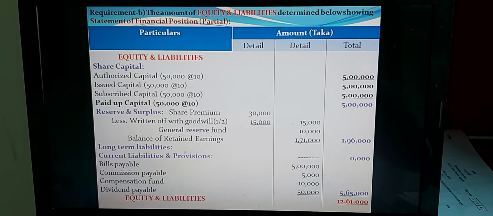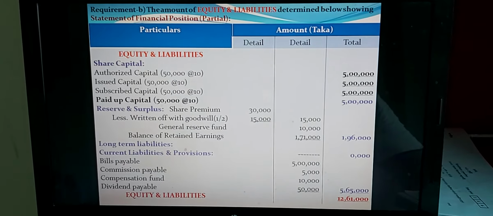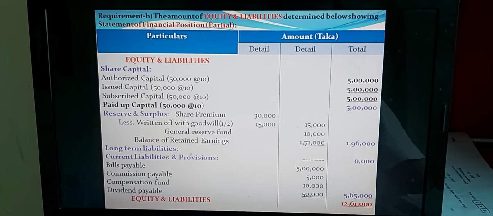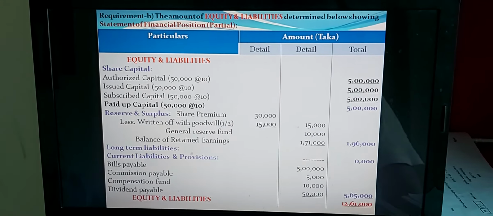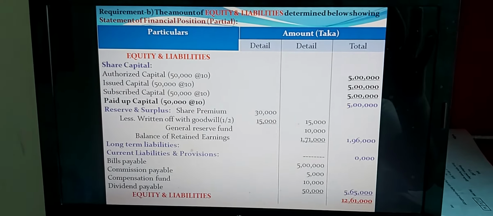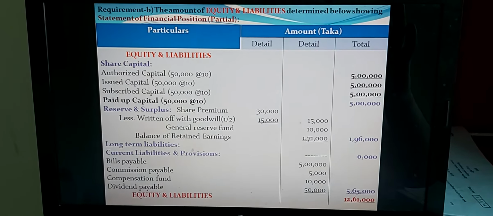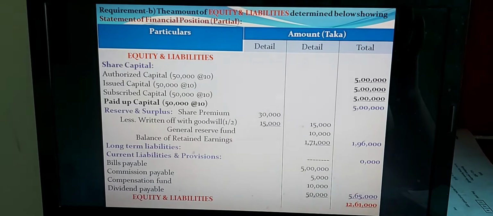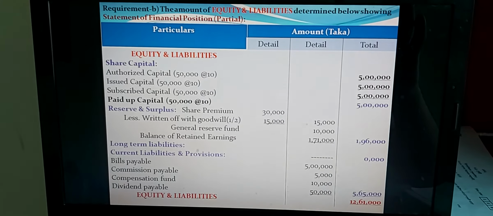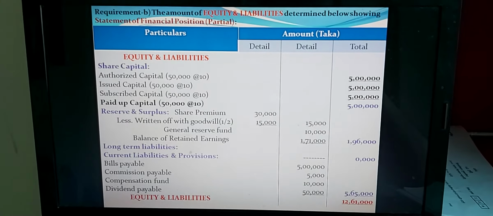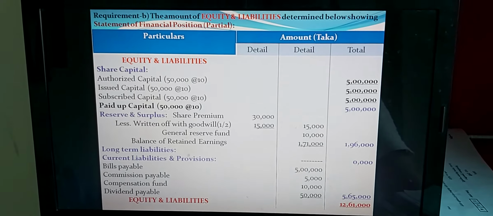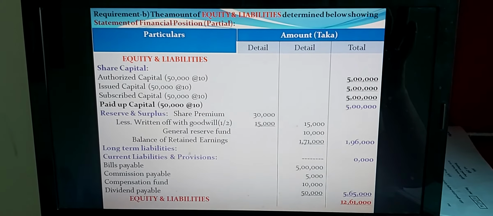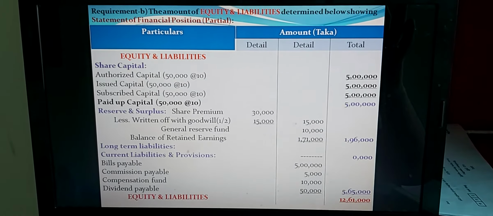Another new item, new general reserve fund from adjustment number 4 taka 10,000. At first you have to write it in retained earnings, then you can take it in reserve and surplus head taka 10,000 new general reserve or reserve fund. Another item, you have already completed the requirement A, balance of retained earnings, that is the amount of 1,71,000 to be carried on in reserve and surplus at 1,71,000. Total of reserve and surplus amount at this moment 1,96,000 in outer column to be shown.